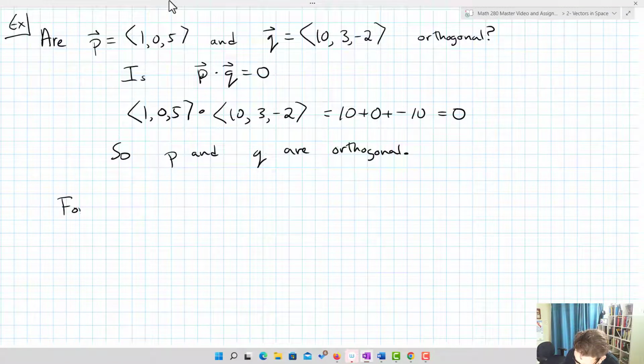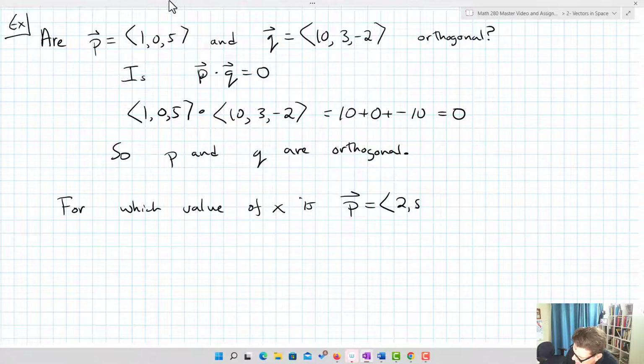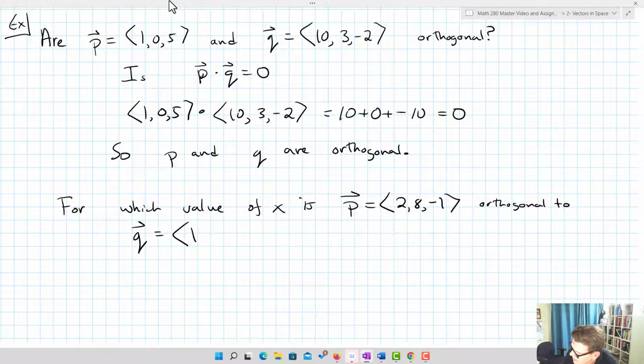So let's ask ourselves, for which value of x is P equal to 2, 8, negative 1 orthogonal to Q equal to x, negative 1, 2?